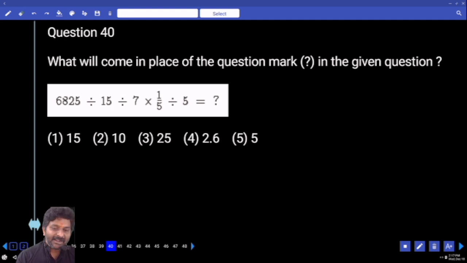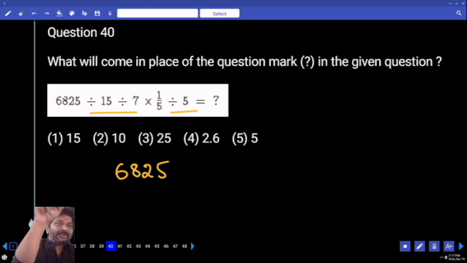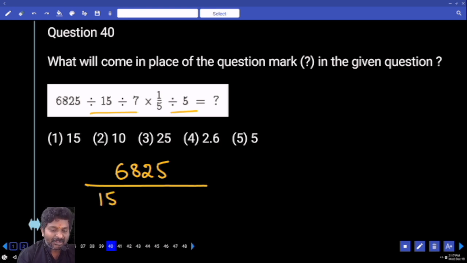So let me rewrite it. 6825. Underline numbers. These numbers are divisible by 15, by 5, by 7. This can be written as into 1 by 15, into 1 by 7, into 1 by 5. Correct? So all these numbers are going to come in denominator only. 15 into 7 into 5 into 5. Is that okay? Right.